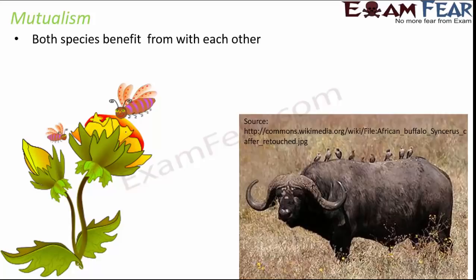Similarly, if you look at honeybee and flower. So honeybee is getting the nectar from the flower. So the honeybee is getting benefited. How is the flower getting benefited? The honeybee is helping in pollination. So the flowers can reproduce. So the flower is also getting benefited. So these are examples of mutualism.